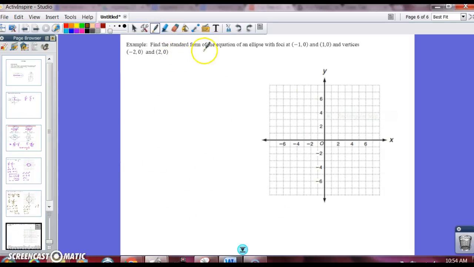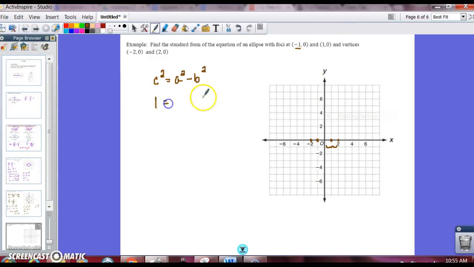Okay, the last thing on here says find the standard form of the equation of an ellipse with foci at -1, 0, 1, 0. So I know that these are my foci right here and here, which means I know my horizontal axis is my major axis, and my vertices are here and here. So I know c squared is equal to a squared minus b squared. I already know that a is 2. That's this distance here. So a squared is going to be 4. Okay, I know that c squared is going to be 1 because that distance from the center is 1.